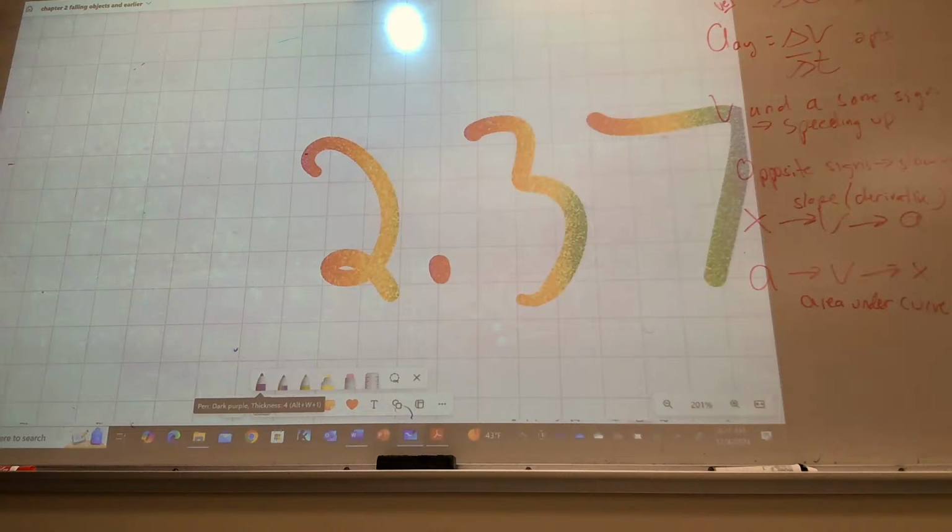Anybody? Naomi, can you tell me? Distance is what? Displacement is what? 0. The displacement is 0. What is the final velocity going to be? No, that's the acceleration. Right, negative 8.20. We know it's going to hit at that same speed because we're neglecting air resistance.